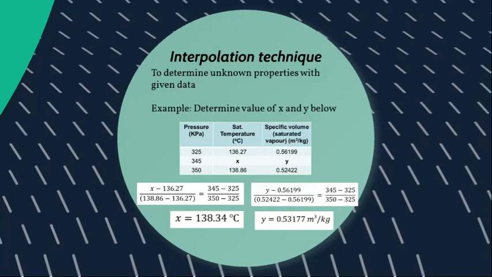Let's say we name these two data as shown here, with the column containing x and the unknown value in the column containing pressure. Make sure that you do the correct substitution steps accordingly. Then we can find the value to be 138.34. Similarly, you can do the same to find the specific volume with unknown value of y, where here we can find it to be 0.53177 cubic meter per kilogram.